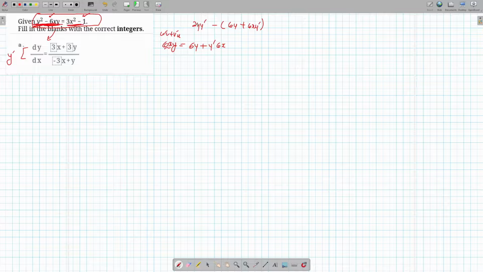Hello, we gotta do the right side. So it equals 6x, because for minus 1, the derivative of it is 0. Anyway, so we get this. Now, we want an expression for y prime strictly.